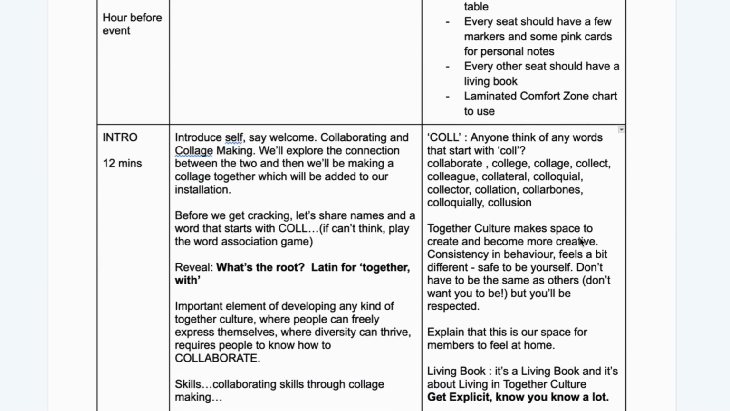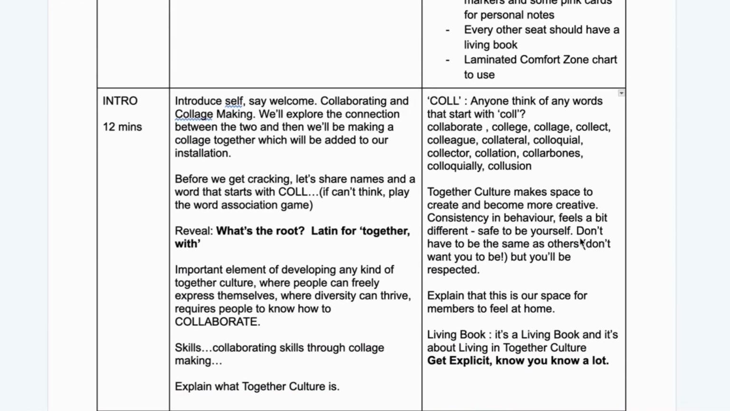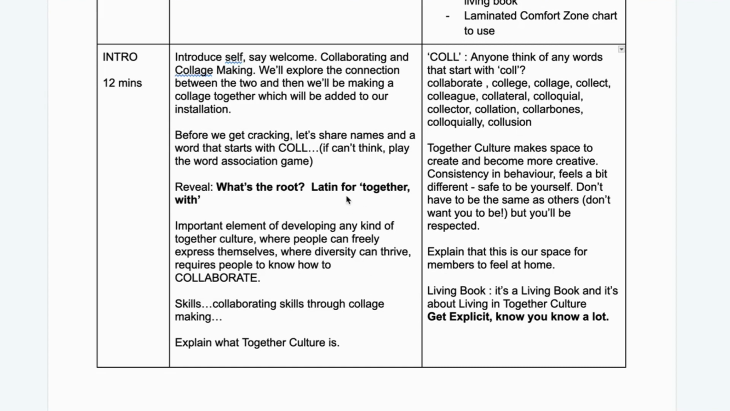Introduction. At the start of each event, we like to do a small introductory exercise that gets everyone speaking. For collaboration and collage making, we invite everyone to share their name and a word beginning with COLL, C-O-L-L. That helps us to lead into the theme of the session because the Latin root of COLL words is together with. The way we organise it is by having talking points on the left and then notes on the right. And we do make plans for if people are feeling quiet, if they can't think of names. So we have alternatives for different scenarios, a bit of scenario planning.